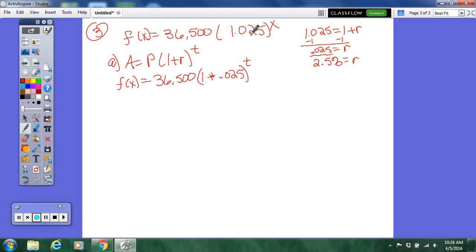All right, so B, explain the meaning of the r value, which is the rate, using the units of the problem. So who can explain in a sentence what that means? 0.025. Who can give me one sentence that tells me what that means? Please say it.